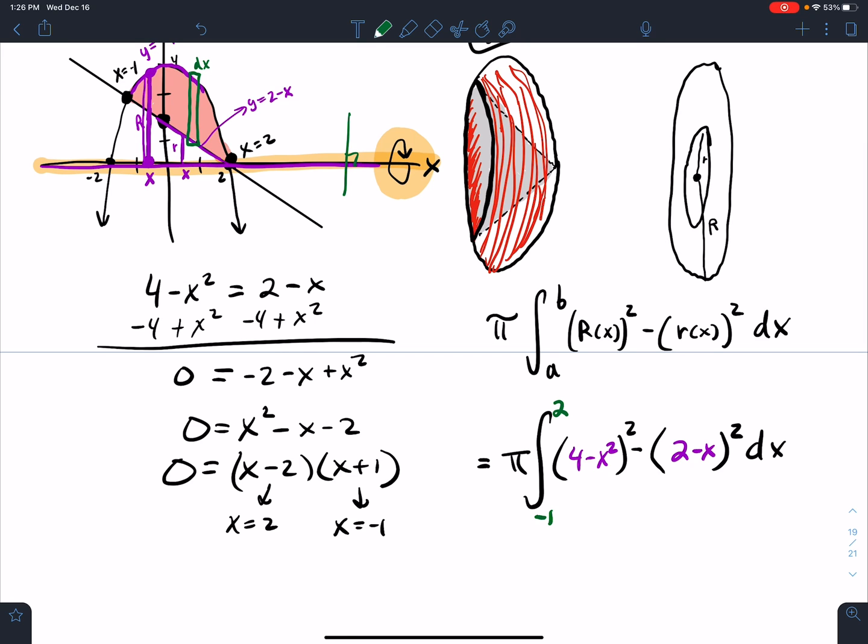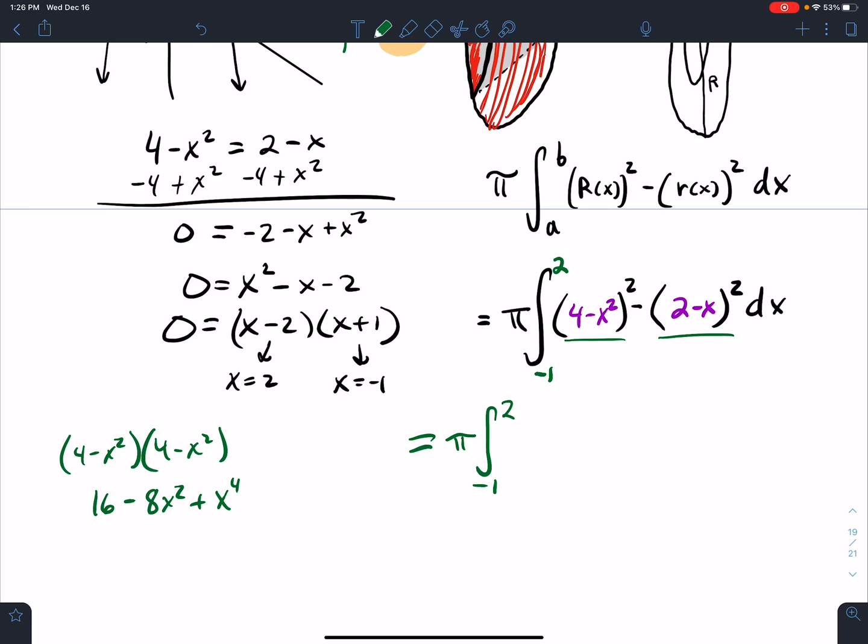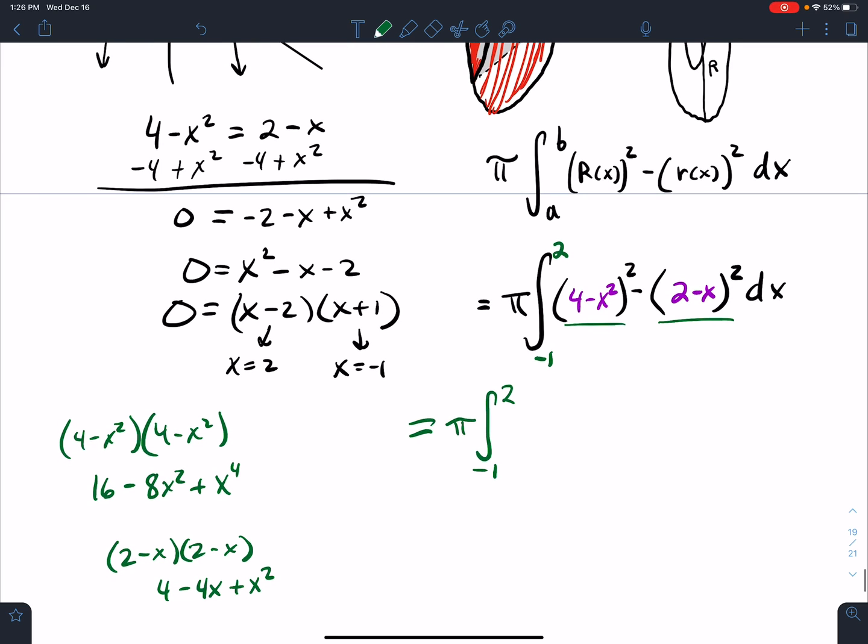So now I've got to do some arithmetic or algebra, I guess, to simplify these here. You could do it over here. 4 minus x squared, squared, is 4 minus x squared written twice. That's 16 minus 8x squared plus x to the fourth. And then 2 minus x times 2 minus x, that's 4 minus 4x, I think, plus x squared. Okay, so that's 16 minus 8x squared plus x to the fourth minus parentheses 4 minus 4x plus x squared.